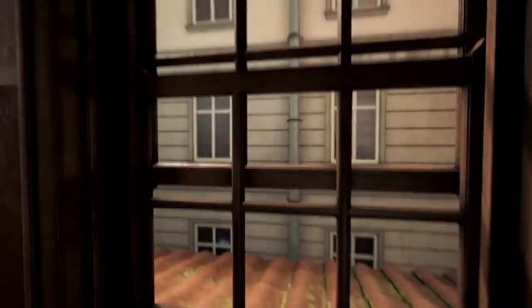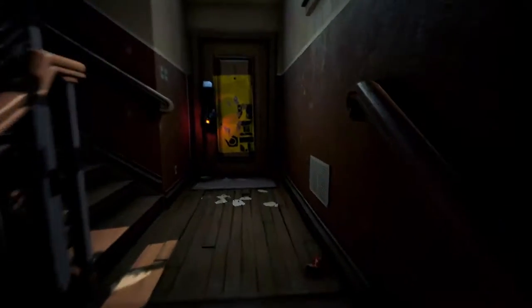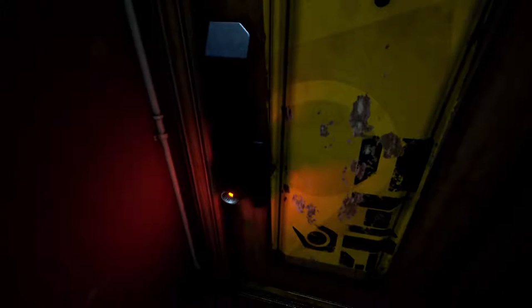This is just a recreation of the apartments level. As you can see, the graphics are a lot better. It kind of gives the feeling of Half-Life 3 or maybe Half-Life 2 ported over to the Source 2 engine, something like that.